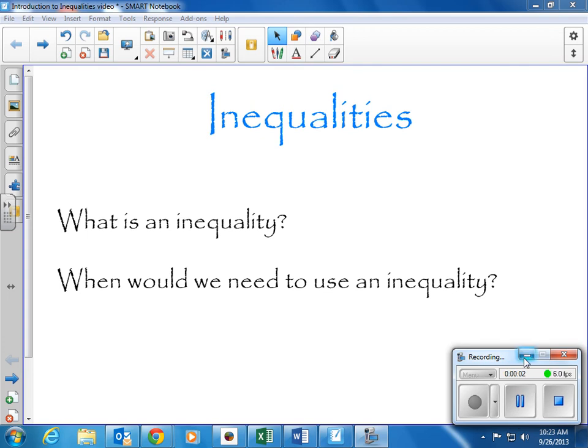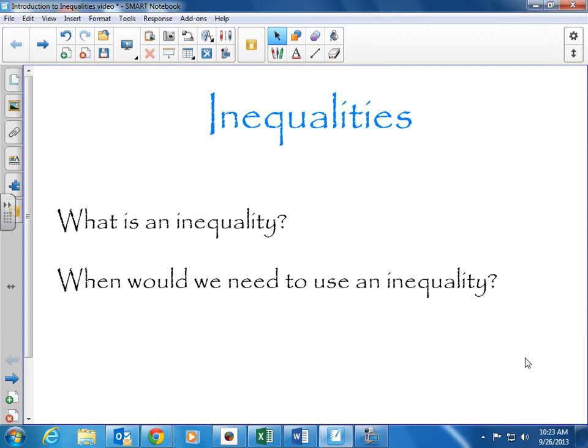Hey guys, so your assignment for tonight, the new chapter that we are beginning, is called Inequalities. I want you to search the internet for what an inequality is, and write a definition for it. Then, once you've done a little research, write out when we would need to use an inequality. What is the purpose of them?